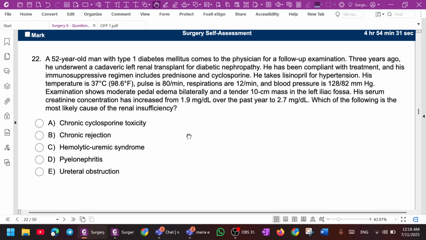His temperature is 37 degrees Celsius, pulse 80 per minute, respiration 12 per minute, blood pressure 128 by 82. Examination shows moderate pedal edema bilaterally and a tender 10 centimeter mass in the left iliac fossa. His serum creatinine concentration has increased from 1.9 over the past year to 2.7. Which of the following is the most likely cause of renal insufficiency?